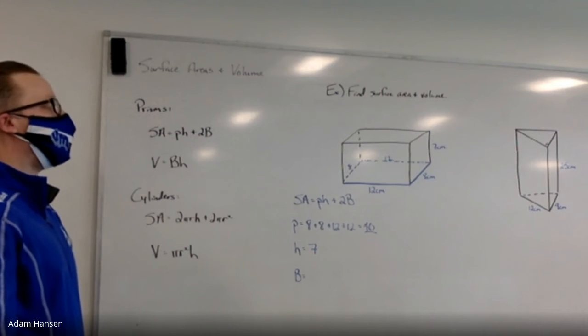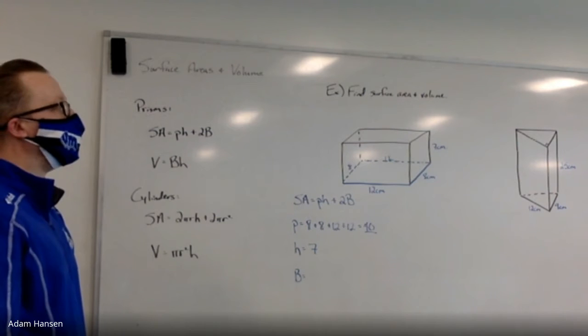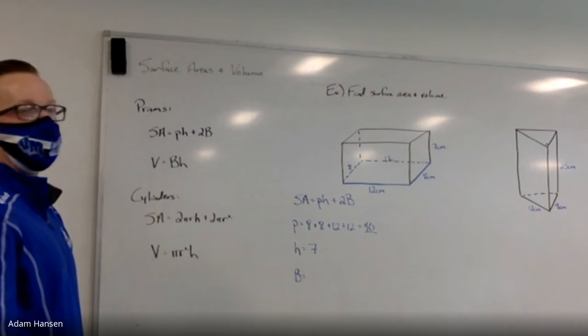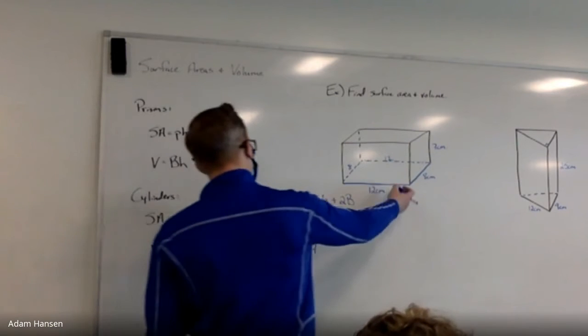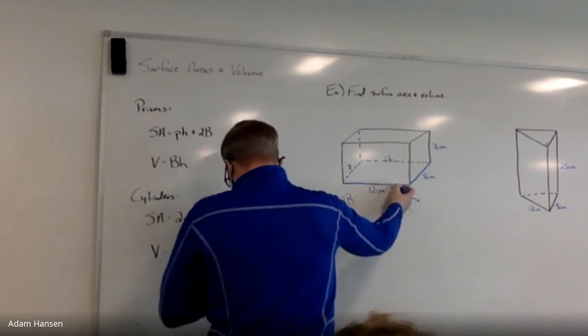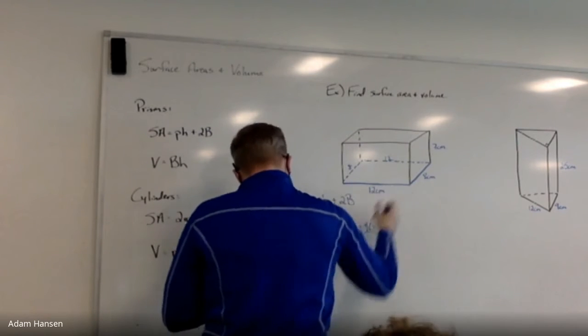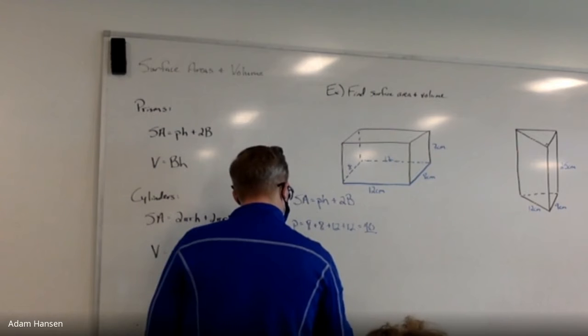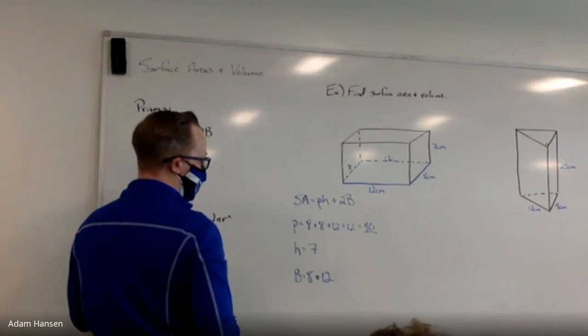The area of the base. Go back to that same base I outlined in blue. How do you find the area of that 8 by 12 rectangle? Find the area of the rectangle. What do I multiply together? 8 times 12. 96.